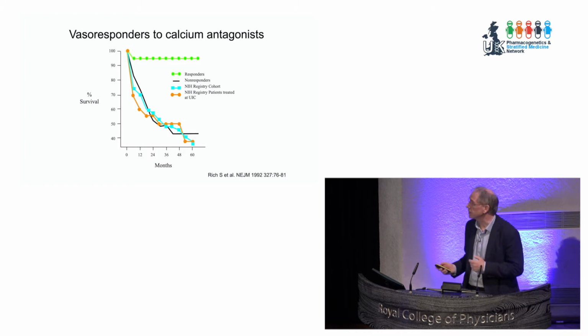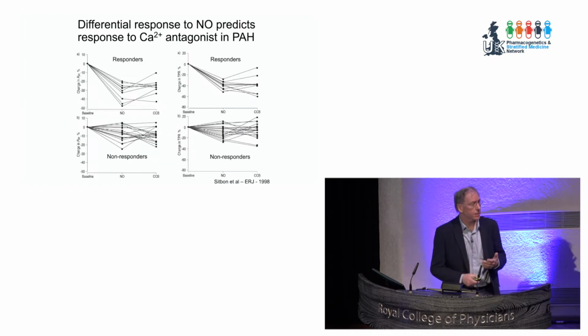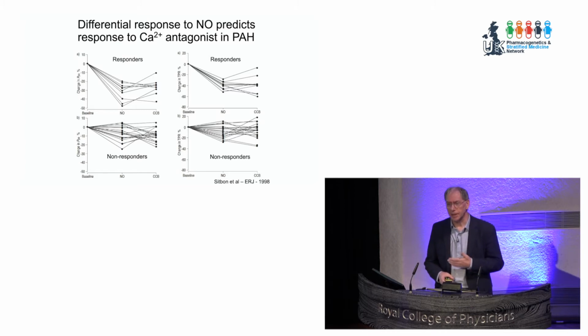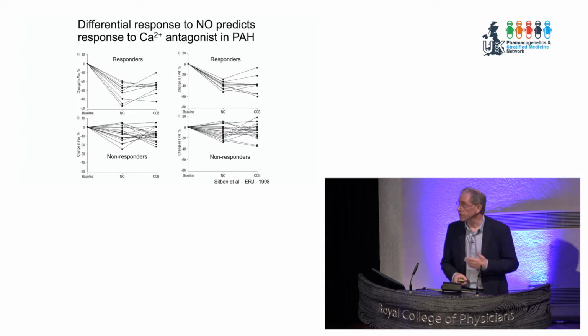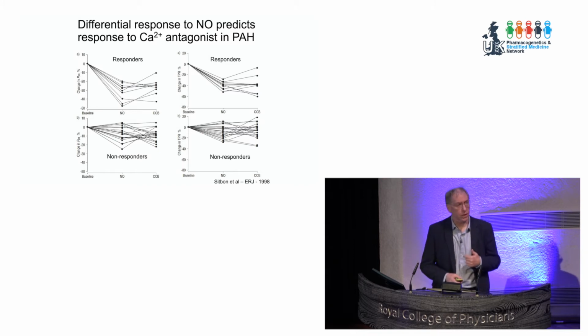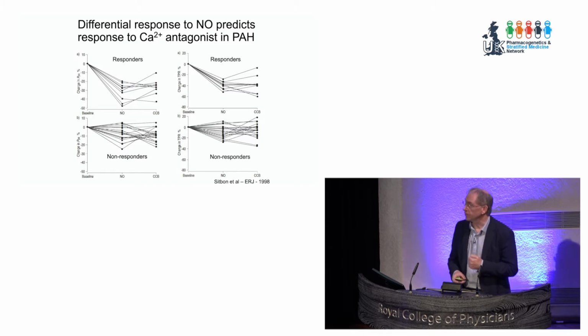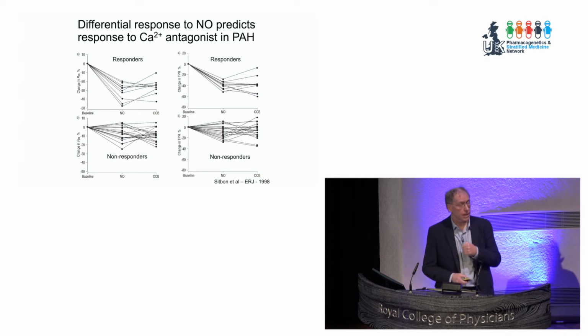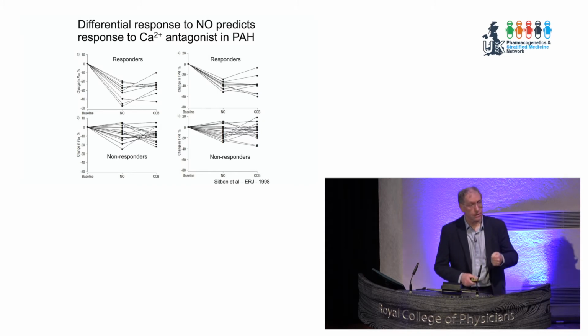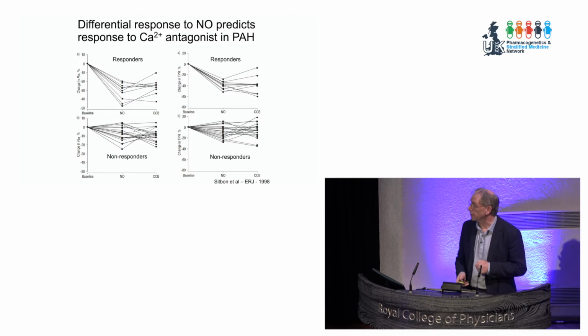How do we recognize these people? Well, at the moment, we're dependent upon their acute response to a vasodilator challenge in the cath lab. In this study, they used inhaled nitric oxide, and you can see in the top 2 panels that those that showed a good response to nitric oxide, by which I mean a significant fall in pulmonary artery pressure or pulmonary vascular resistance, went on to respond to long-term calcium antagonist treatment, whereas those at the bottom that didn't respond did not respond to calcium antagonist therapy.